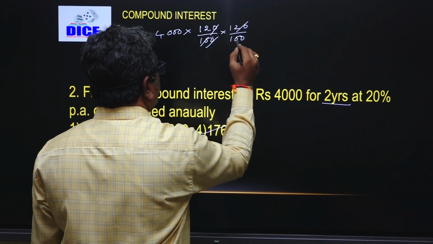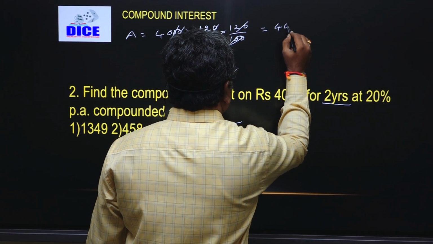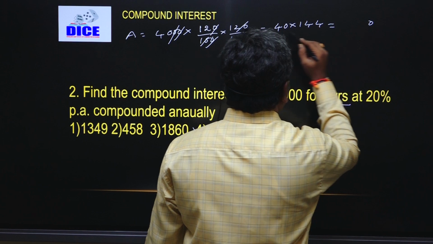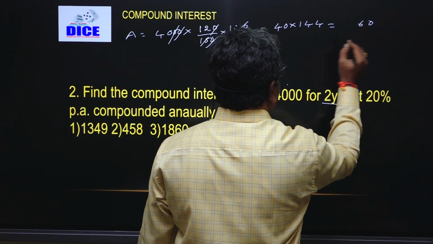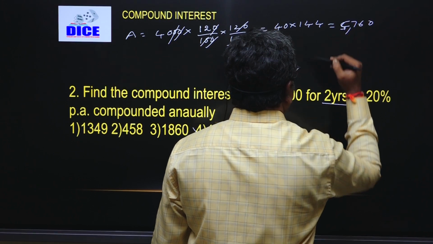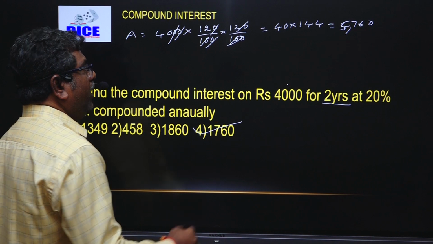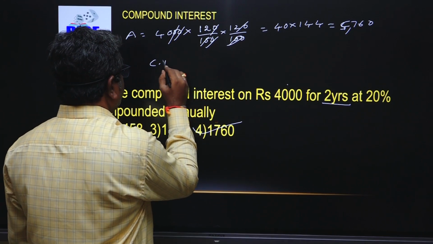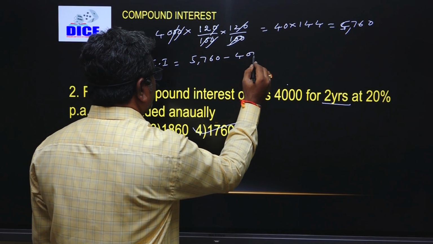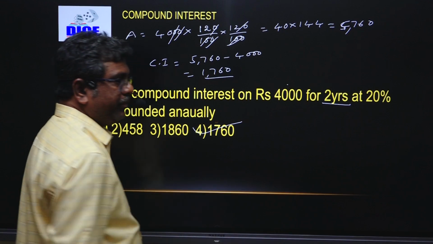These 2 zeros cancel. These 2 zeros cancel. So 40 into 12 into 12 is 144. Write 0 next to it. 4 4s are 16. 1 is there. 4 16 plus 1, 17. 4, sorry, 5000. So the answer is 5760, the amount. Now I want to find out CI. CI is equal to amount 5760 minus principal 4000, so 1760 is the answer.